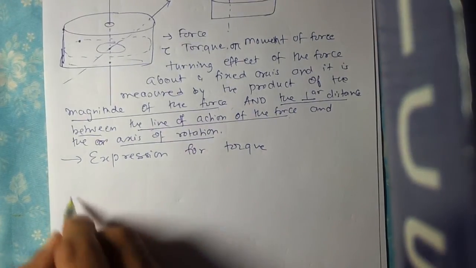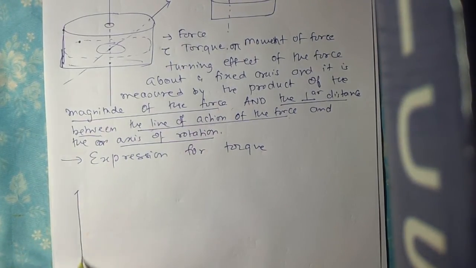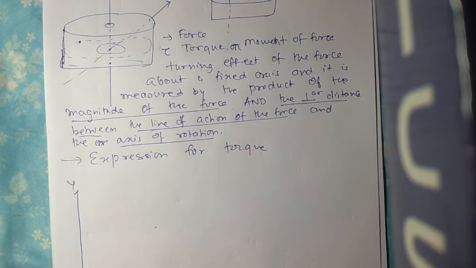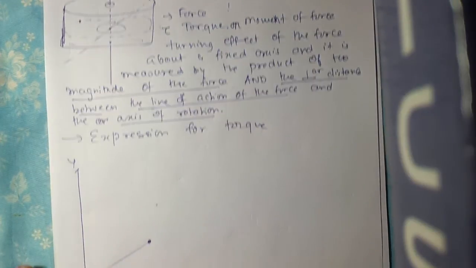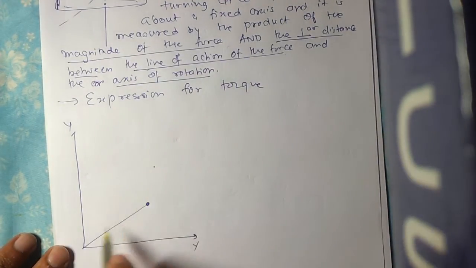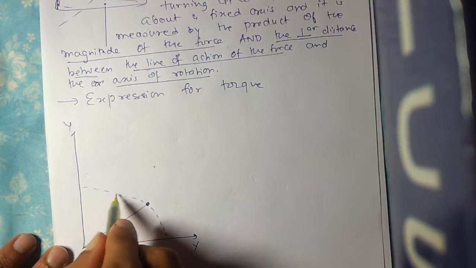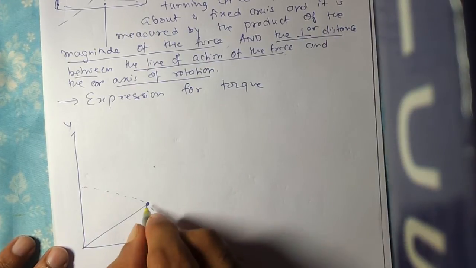So let us draw the Cartesian coordinate system. Let us say this is the y-axis and this is the x-axis, and let us say one of the particles is over here and a force is being applied and it is performing rotational motion along this particular circle. Let us say this is the circle around which it is performing rotational motion.